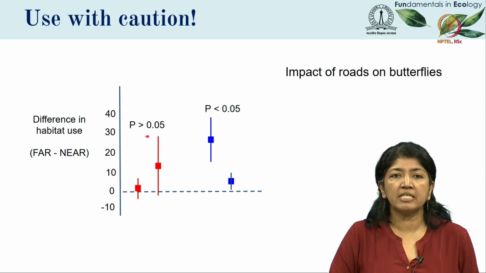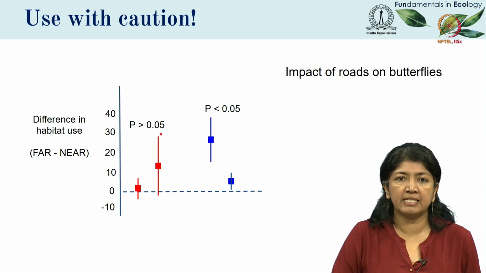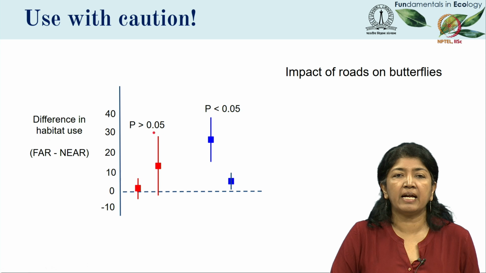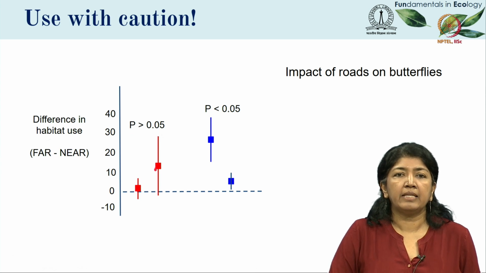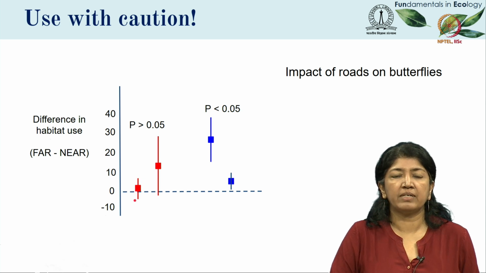In these two situations, if you carry out a null statistical hypothesis test with the null that there is no difference, far minus near equals 0, here you will get p greater than 0.05. These are the estimates and the bars are 95% confidence intervals. And I have shown you two situations here where p is less than 0.05. So, we reject the null of no difference and conclude that there is evidence for a difference.